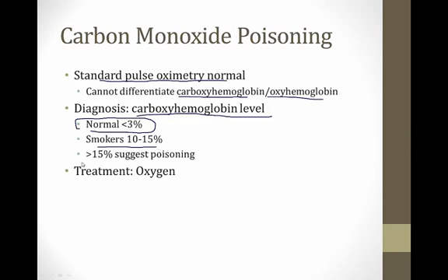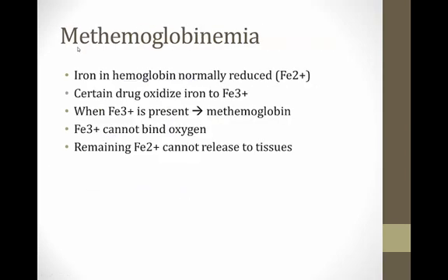And if it's greater than 15%, it suggests poisoning. This is something you might diagnose in someone who's got those nonspecific symptoms and is living in an environment where they don't realize they're exposed to high levels of carbon monoxide. The treatment is to give oxygen, which will eventually push all the carbon monoxide off of the binding sites over time. The next hemoglobin disorder I'm going to discuss is called methemoglobinemia.